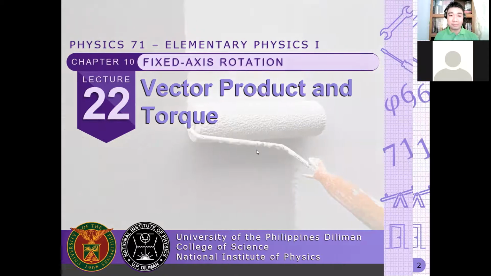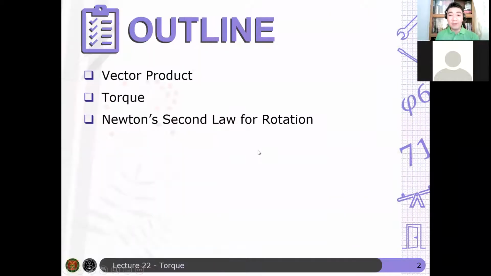Okay, so here's an outline of this discussion. First, we discuss the vector product or the cross product. So last time we discussed the dot product or the scalar product. Remember, for the scalar product, if you have two vectors, the product is a scalar. But on the other hand, you can also define another product wherein if you have two vectors, the product is another vector. So that's our notion of what the vector product is. I'll explain to you more on that as we go along.